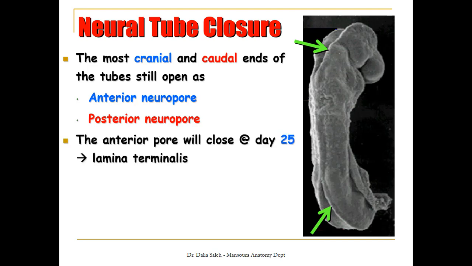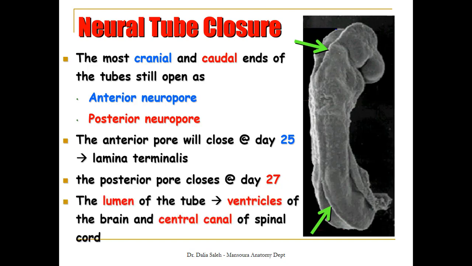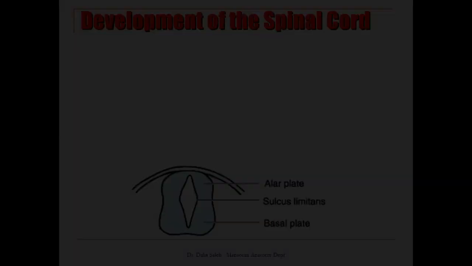The anterior pore will close around day 25 of pregnancy, and the place of the anterior neuropore will form the lamina terminalis, while the posterior pore closes at or around day 27 of pregnancy. After complete closure of the neural tube, the lumen of the tube will now form the ventricles of the brain or the central canal of the spinal cord.